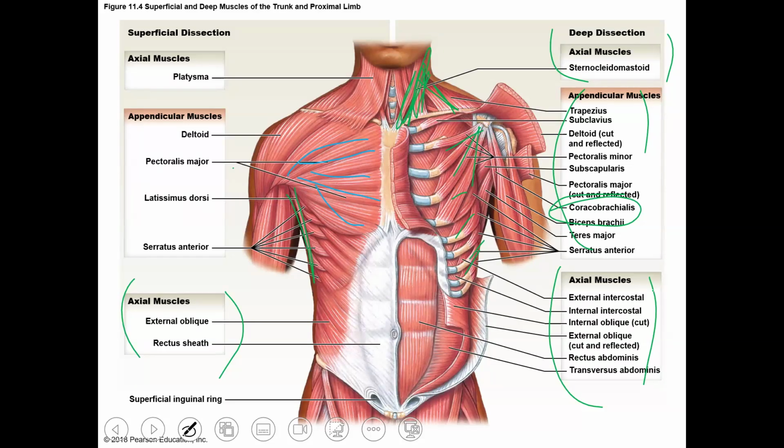Internal oblique, external oblique, and rectus abdominis. Those are our abdominal muscles. And the transverse abdominis is part of our abdominal muscles as well. Transverse is going to go this way. Rectus abdominis is this way. External and internal oblique are these over here.